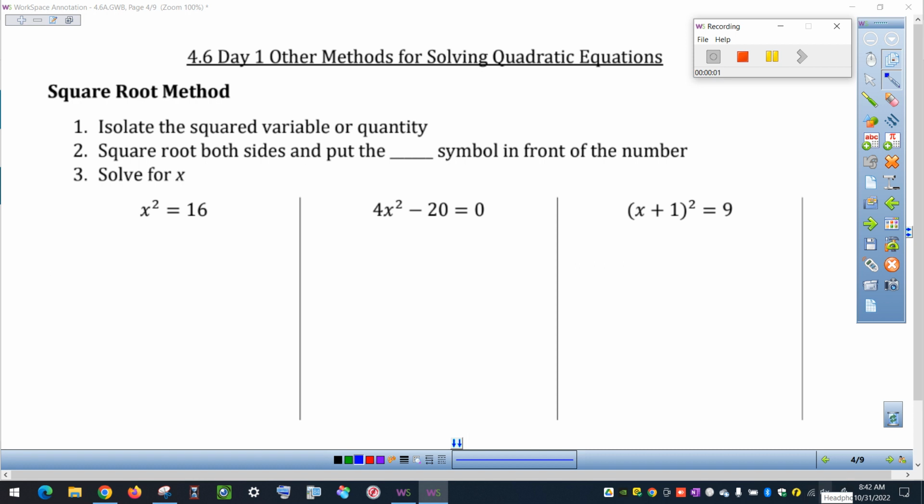Step here in the list is to isolate the squared variable or the squared quantity. Well, in this first problem, that step is already done. So that x squared is already by itself. We don't have anything extra that we might need to move or get rid of. And so we are ready to move on to the second step, and that is to square root both sides. So that's going to look like this.